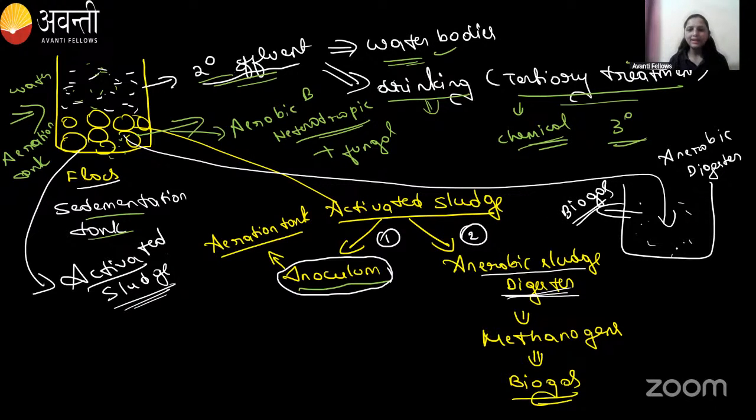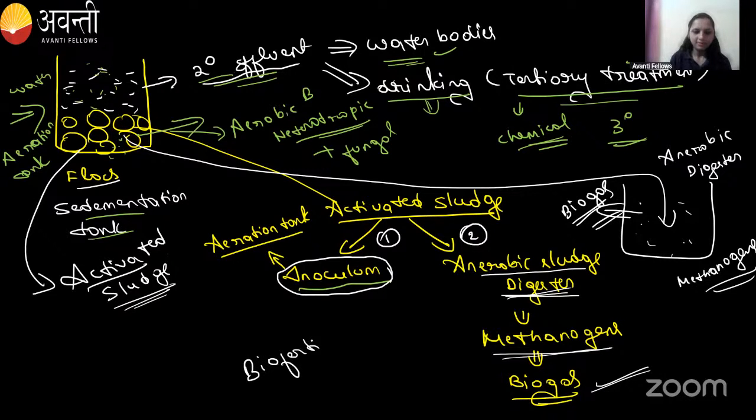Which gases we call as biogas. In the anaerobic digester there will be methanogens. These methanogens break all the things present in this aerobic sludge, the activated sludge, and convert them into biogas. If anything is left out, any solid particles left in the activated sludge, we will use that as biofertilizer. Did you understand this?